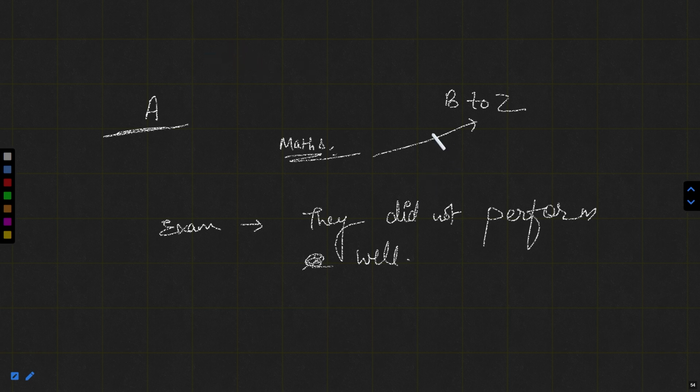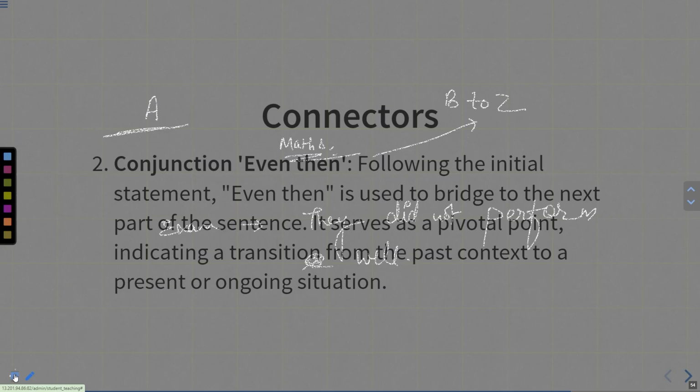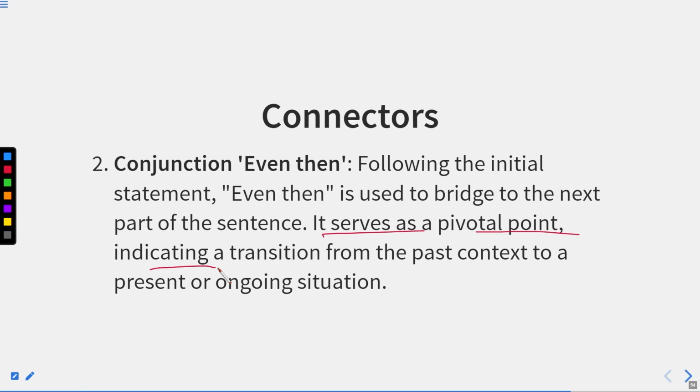So even then, he has taught division sums to his students. Even then, they were not able to perform well. So this creates a situation that has happened. Even then, a contradiction can be seen, which is unexpected. So it serves as a pivotal point indicating a transition from the past context to a present or ongoing situation. Transition means converting, or when something changes. Okay, so from the past context to a present or ongoing situation.